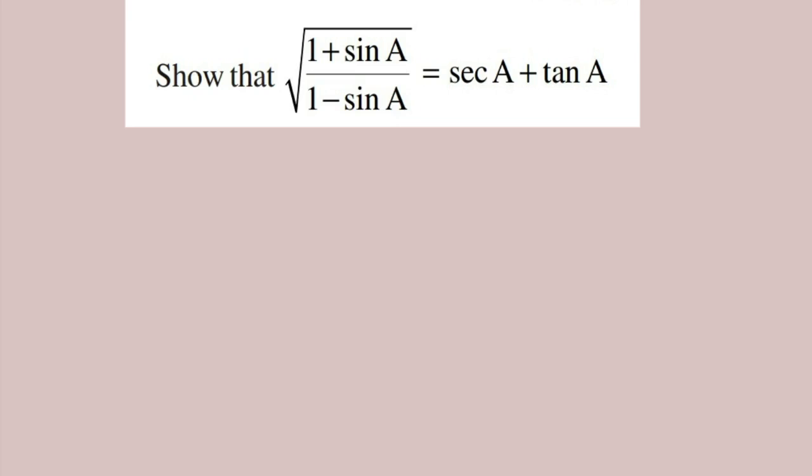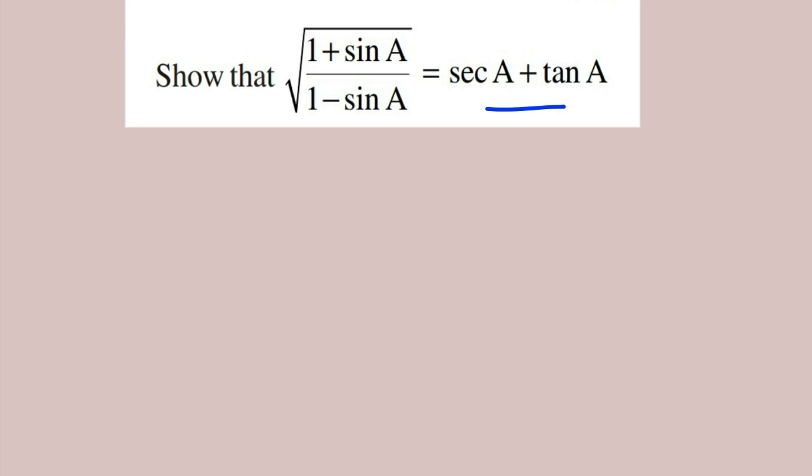Here there is a problem, you see: under root (1 plus sine a) by (1 minus sine a) is equal to secant a plus tan a. We have to show that. So here I am going to take the LHS part and slowly simplify, and we have to prove that it equals secant a plus tan a. In these kinds of problems, we have to keep the answer in mind, then based on that answer we move the steps and slowly go to the RHS part.